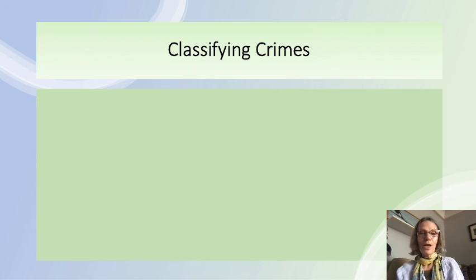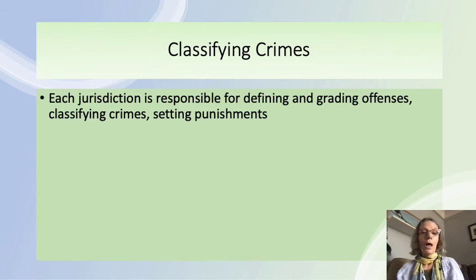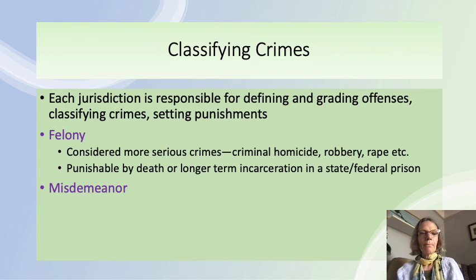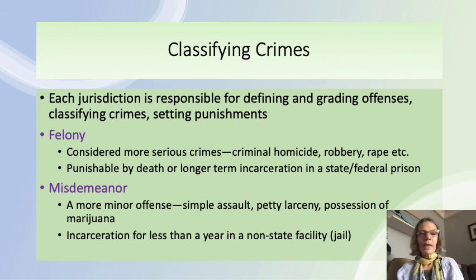Okay, the last thing that we're going to talk about is classifying crimes. Each jurisdiction is responsible for defining and grading offenses. If you engage in this behavior and it's criminal, the classification says how serious that crime is, and the classification oftentimes corresponds with the punishment you're going to receive. The main classifications, and we don't have to spend a lot of time on this, are felony and misdemeanor.